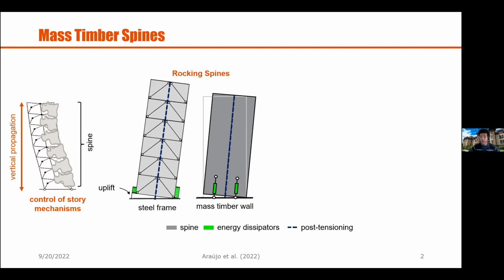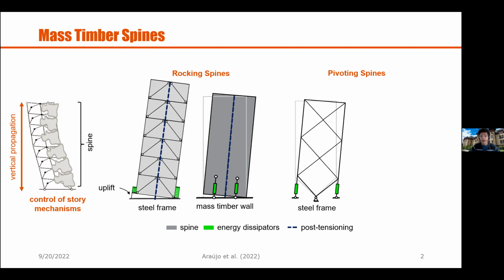The other type of spine that I want to discuss today, and the main subject of my research, is pivoting spines. One example is the one that you see here. How a pivoting spine differs from a rocking spine is that the rocking spine uplifts and also impacts the foundation when it's shaking, while the pivoting spine at the base only has a pin connection that controls the uplift, and there's no impact.